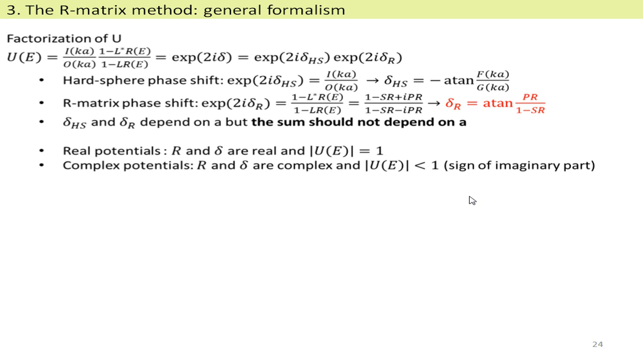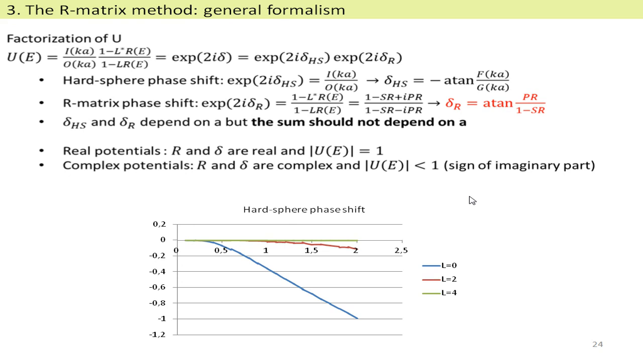Repeating the calculation for different channel radii is a very strong test of the calculation. If you have real potentials, then the R matrix is real, delta is real, and the square modulus of U is 1. If you have a complex potential, which is supposed to simulate absorption, then R and delta are complex, and the modulus of the scattering matrix is lower than 1.